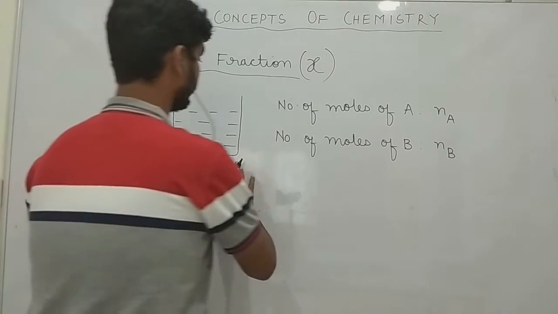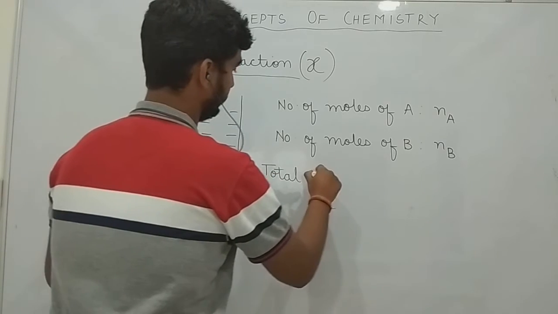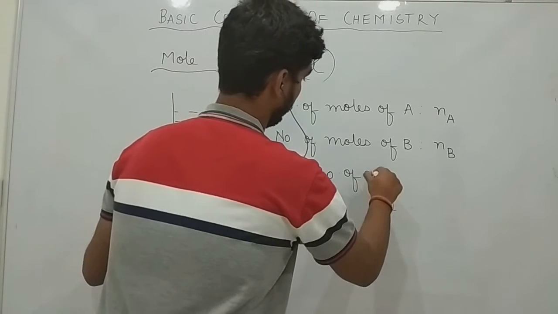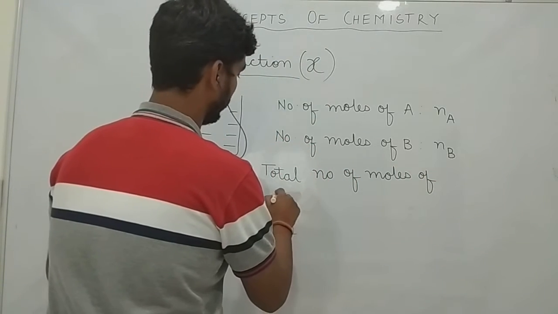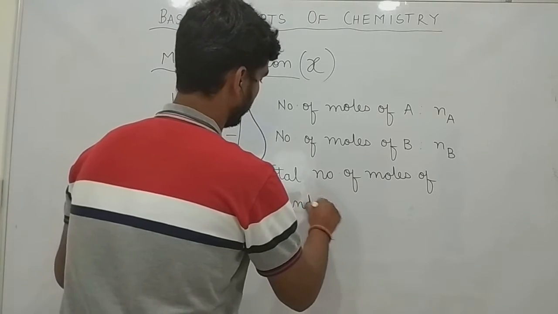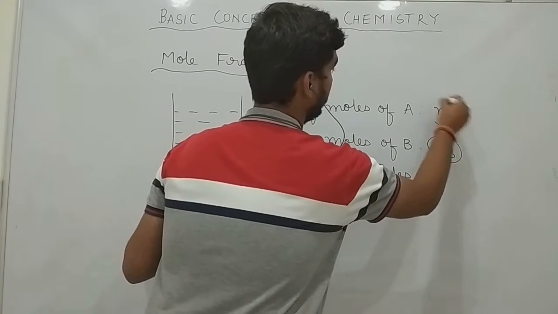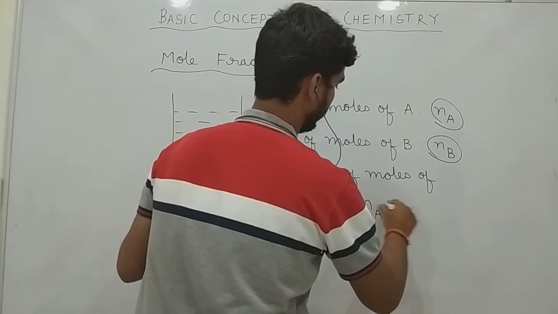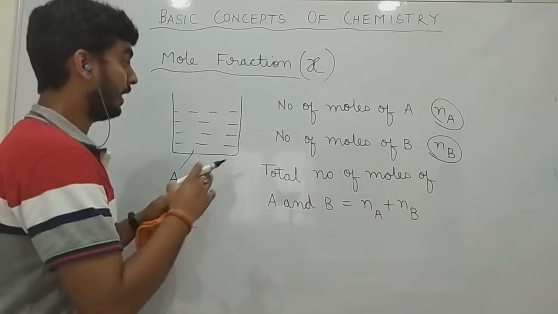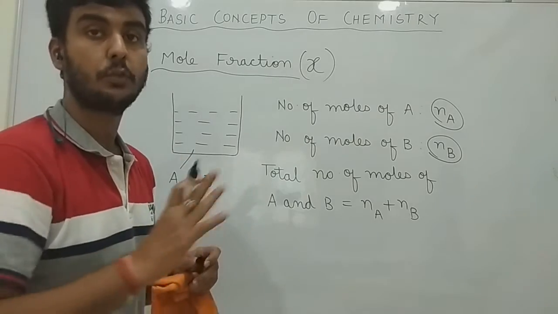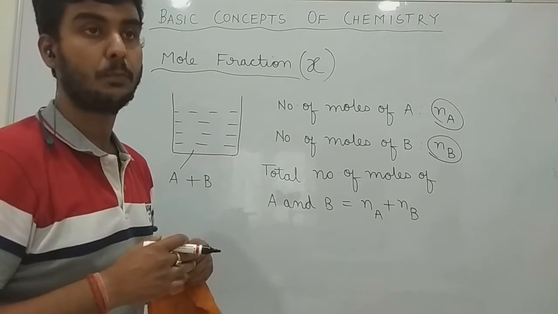So, the total number of moles of all the components, A and B, in the solution is how much? Total number of moles can be found by adding these two, so Na plus Nb. Now we have to find the mole fraction of each of these components separately. That is, we will find the mole fraction of A and then the mole fraction of B.